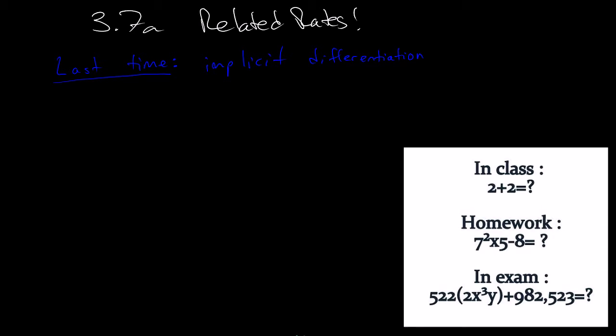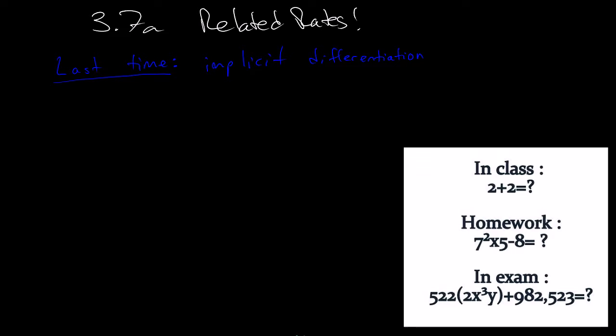We're continuing on our journey, and this stop is going to be related rates. Related rates is something that we do when we take derivatives, but we'll get to that in just a second. If we remember from last time, we talked about implicit differentiation, and that's when we took the derivative of a variable with respect to another one.